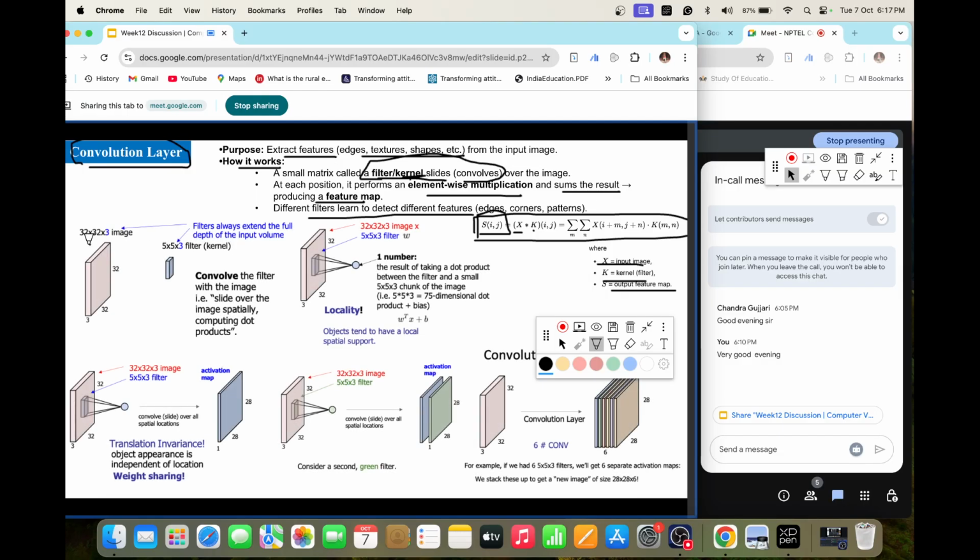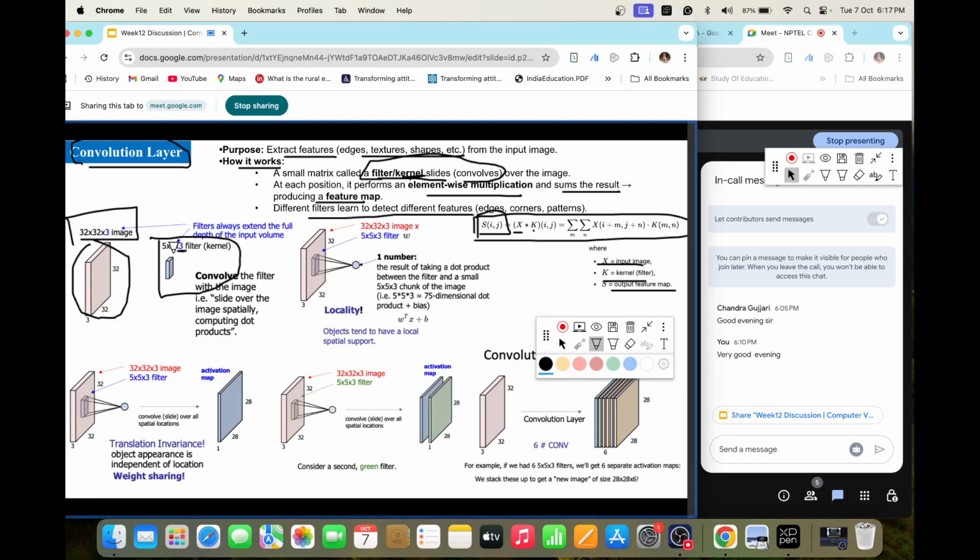For example, this is what I was talking about. This is your image, 32 cross 32 into 3 because we have 3 channels. So that is your image dimension, or input dimension. After that, this is your filter dimension, 5 cross 5 into 3. If this 3 is not given, you have to assume that the depth of the filter is nothing but the depth of the input image. So that is why 3.